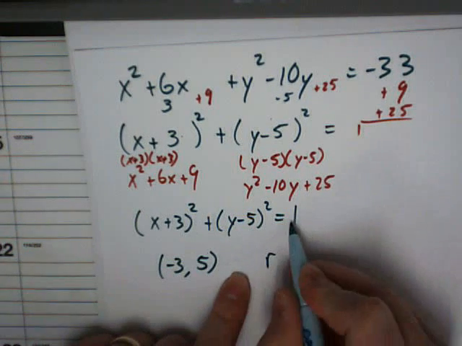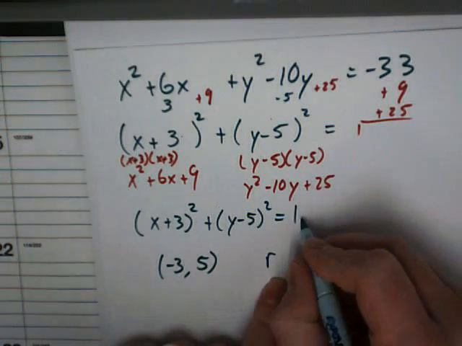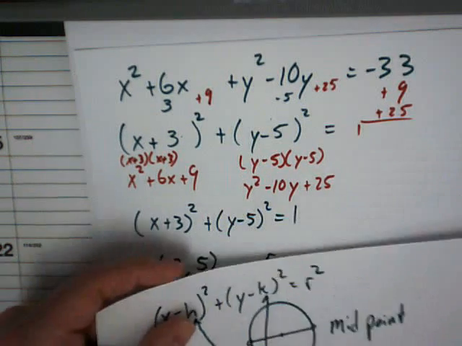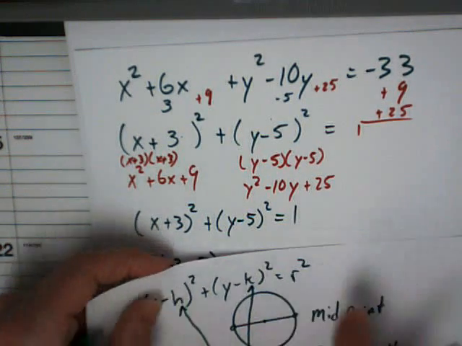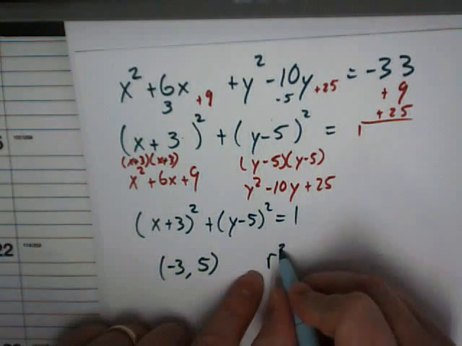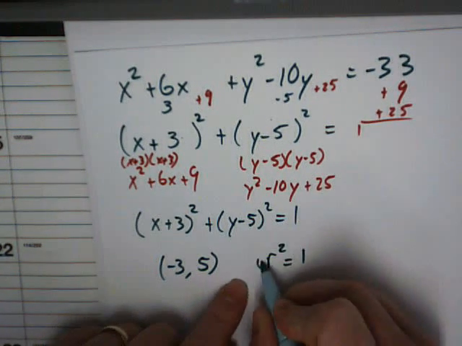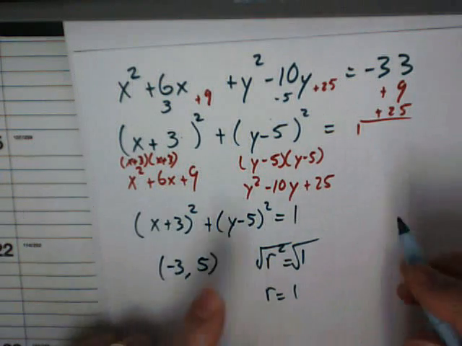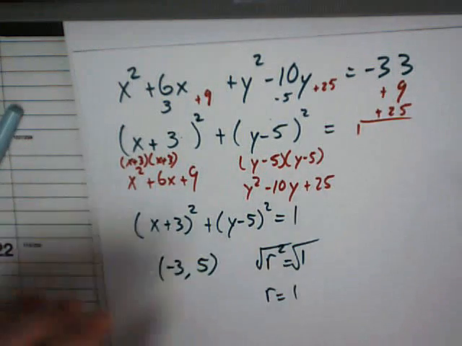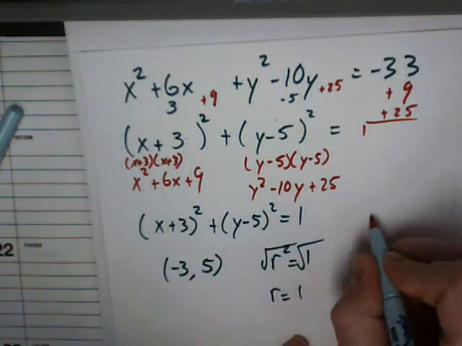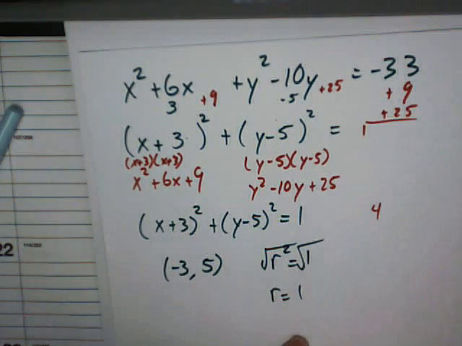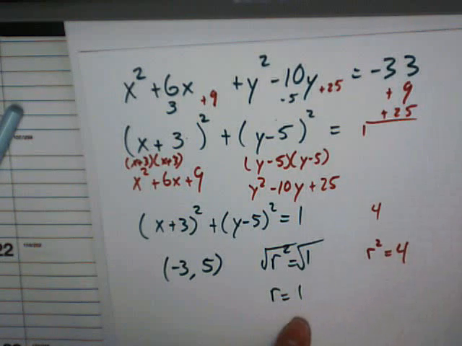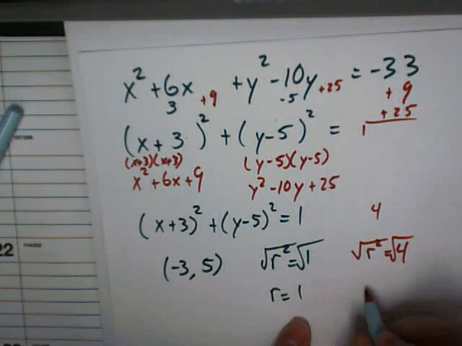The radius is this guy right here, but remember, this right here in the standard form of a circle is r squared. So r squared is equal to 1, and to solve that you take the square root, so the radius is 1. But what if this had been instead of a 1, a 4? Well, your radius is not 4. The r squared is equal to 4, so the radius is actually 2.